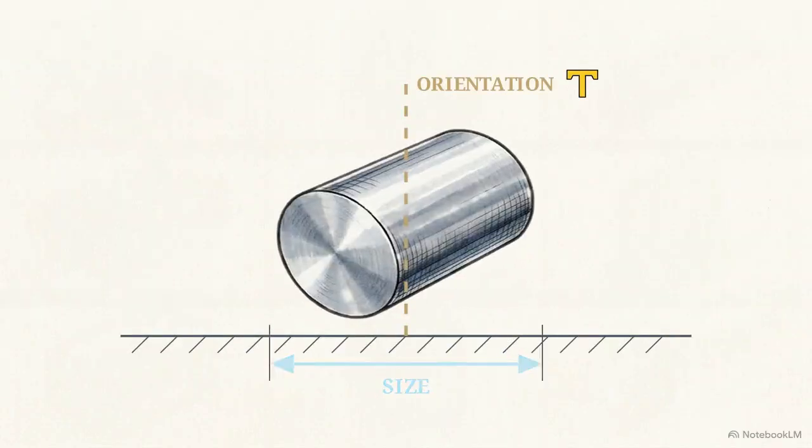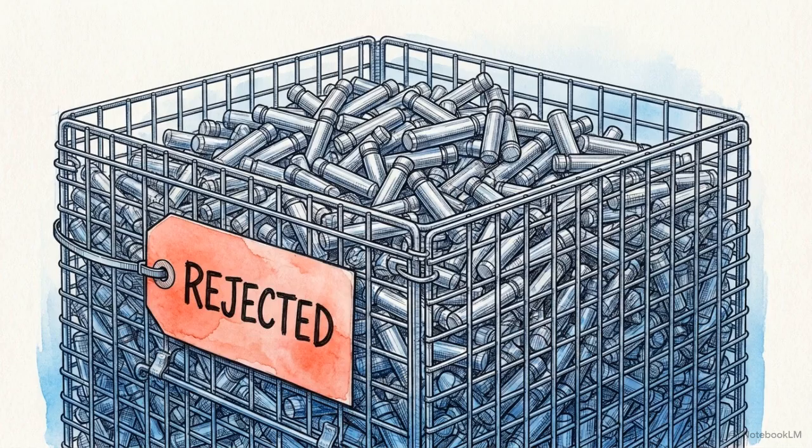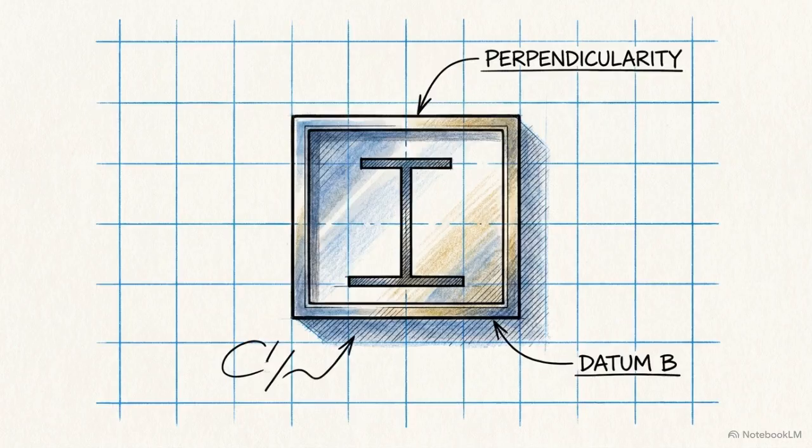The diameter of a hole, its size, does not control its angle, its orientation. You can manufacture 1,000,000 parts with perfect diameters, and if the orientation is ignored, none of them will fit together. Engineers solve this ambiguity using a specific geometric control.